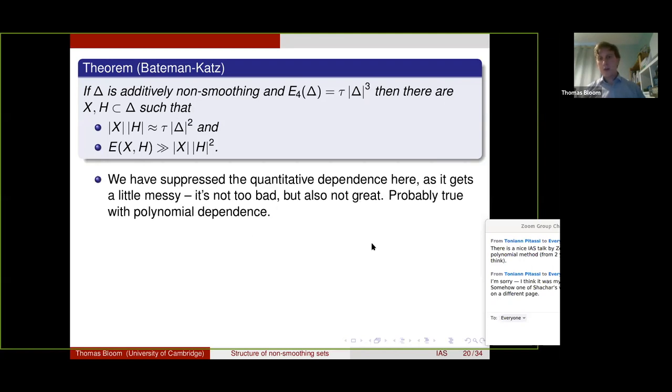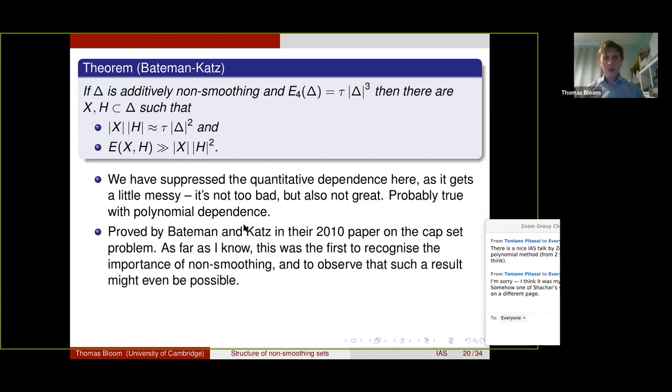So we've suppressed the quantitative dependence here, as it gets a little messy to state. It's actually not too bad, but also not great. Probably this is true with polynomial dependence, but certainly neither the proof of Bateman and Katz nor the proof of myself and Olof Sisask give polynomial dependence. And it wouldn't actually be too significant, even if one did have this with polynomial dependence. It would help things slightly, but not by a lot. So it's not really a crucial open problem at the moment. And as I say, this was proved by Bateman and Katz in the 2010 paper. As far as I know, it's the first paper which really recognized the importance of non-smoothing and said that maybe such a result might even be possible.